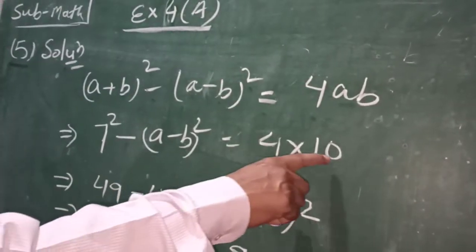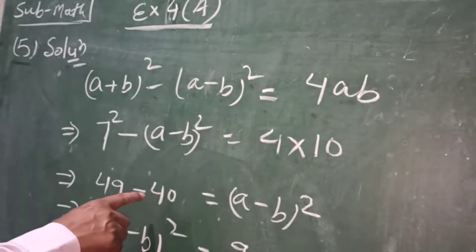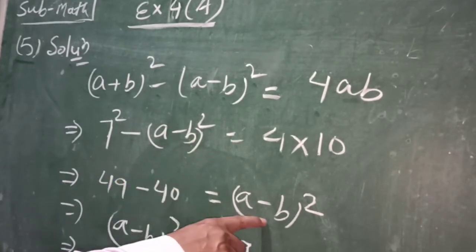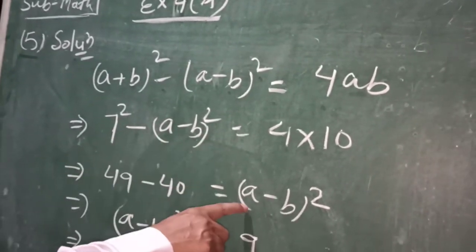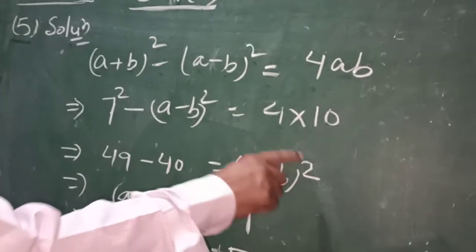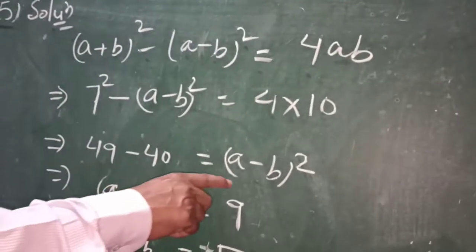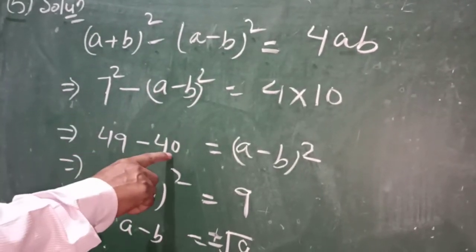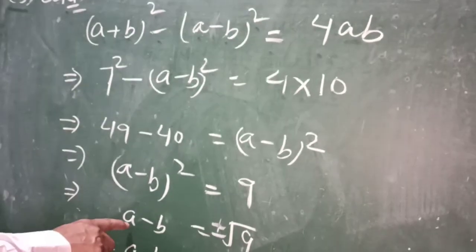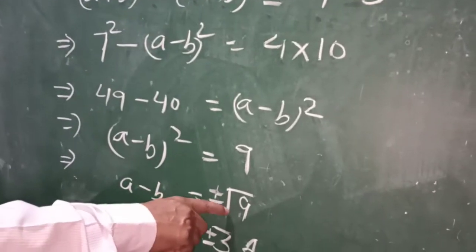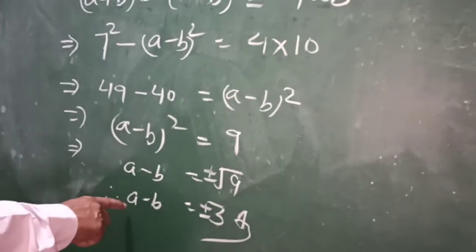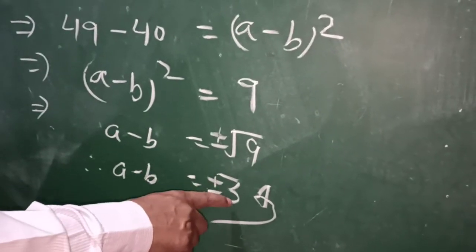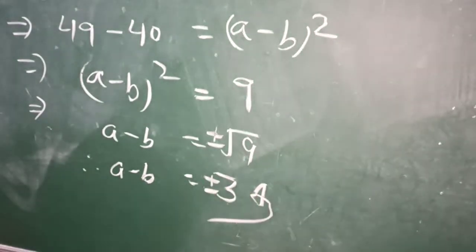And here 4 into 10, 40, change this side, minus 40, and minus a minus b whole square, change this side, minus change into plus a minus b whole square. Now you can write a minus b whole square is equal to 49 minus 40 is equal to 9. A minus b is equal to plus minus root over 9. Therefore, a minus b is equal to plus minus 3. This is answer of this question.